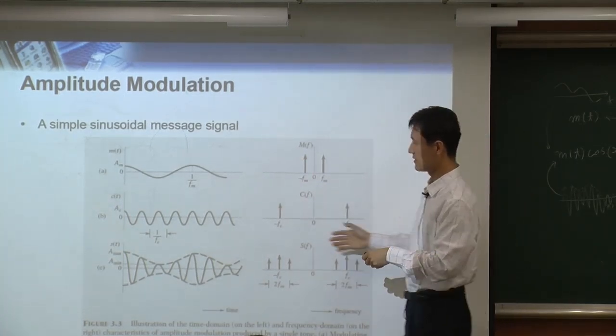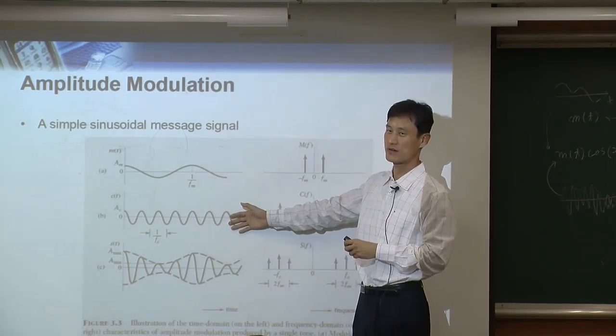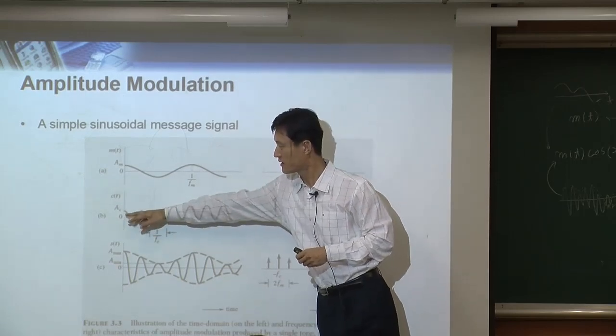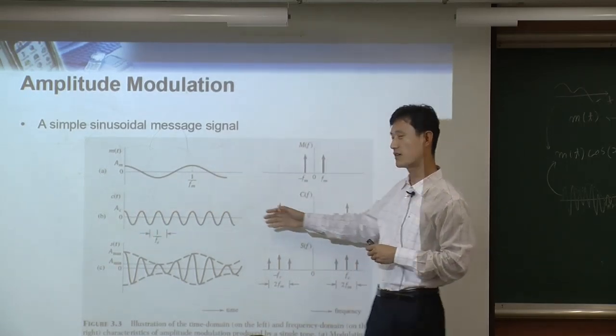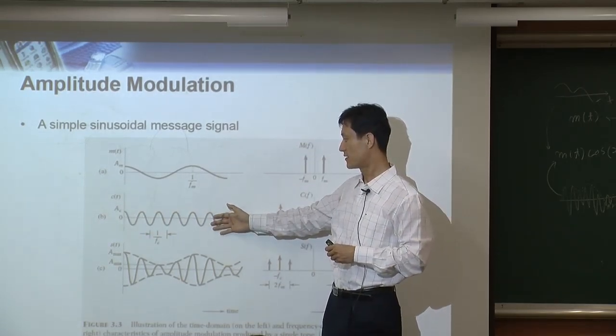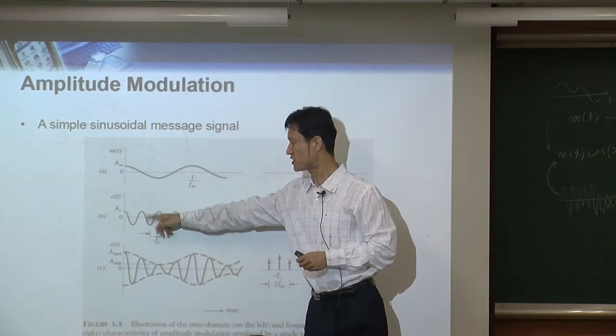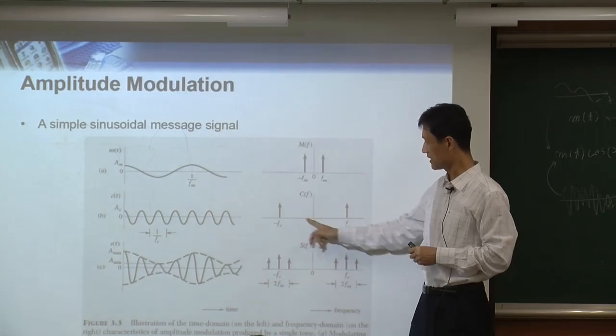This one, B, is the carrier. This one was a message. And the second, this C, is a carrier. The carrier is again cosine, but this one has the carrier frequency FC. So this is much faster. And again, this is cosine.